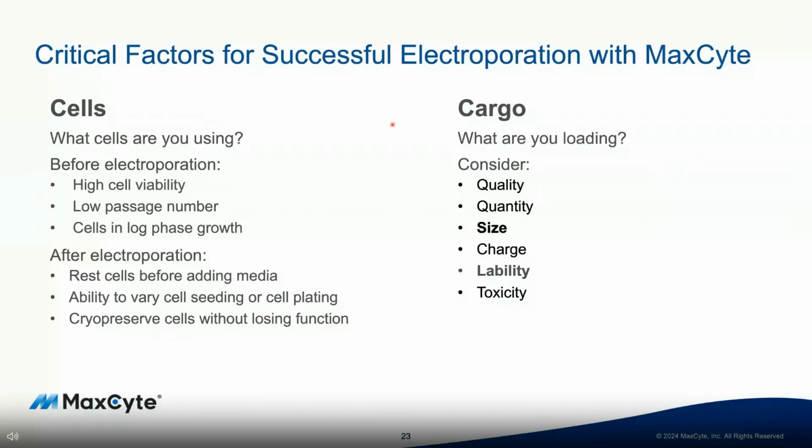And the type of cargo that you put in cells is really important in terms of the quality. If it's DNA that you're purifying, it needs to be endotoxin free. Also consider how much DNA or mRNA you put in, the size of that cargo, as well as the charge stability and how toxic it could potentially be to the cells.